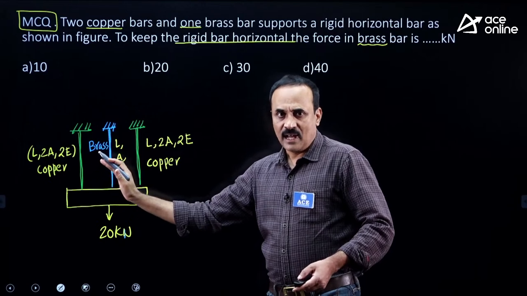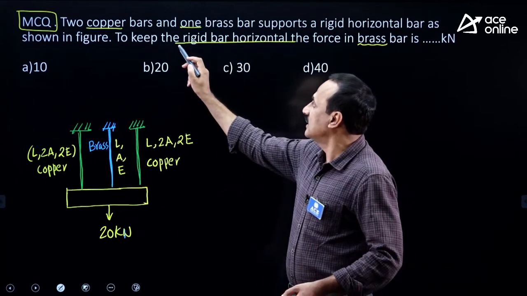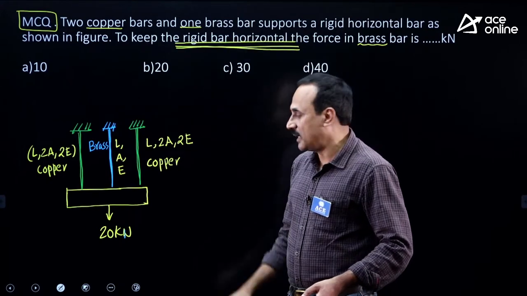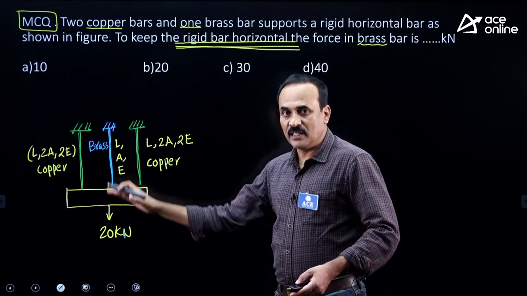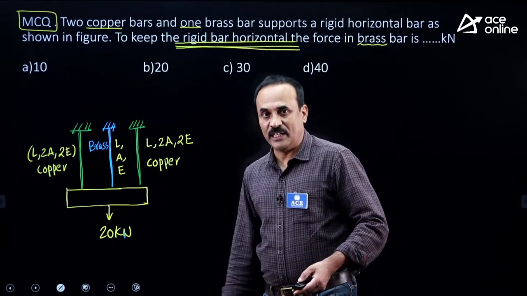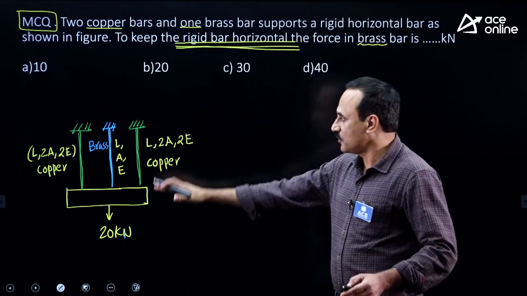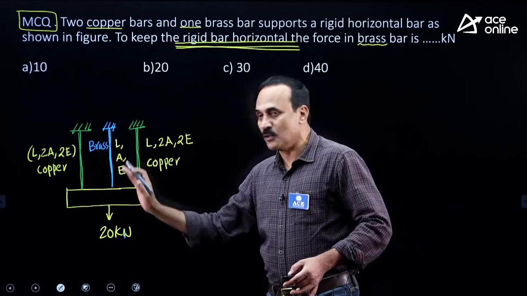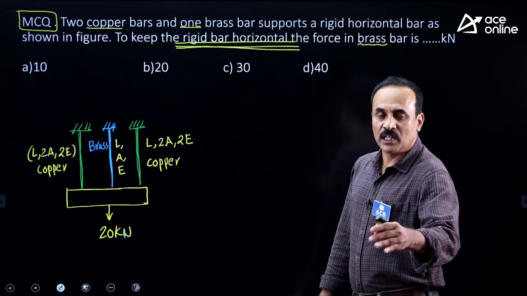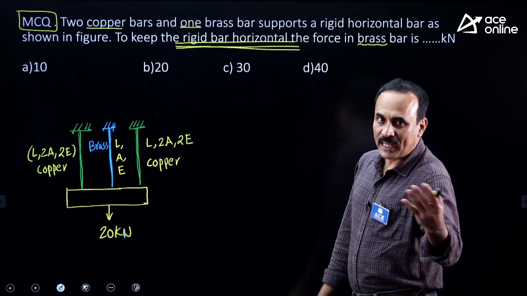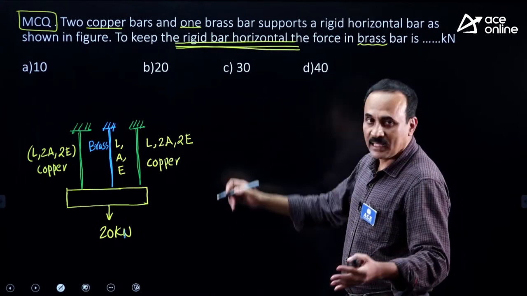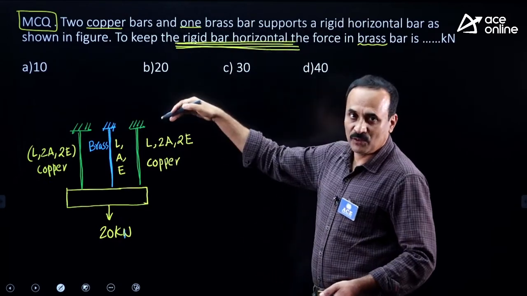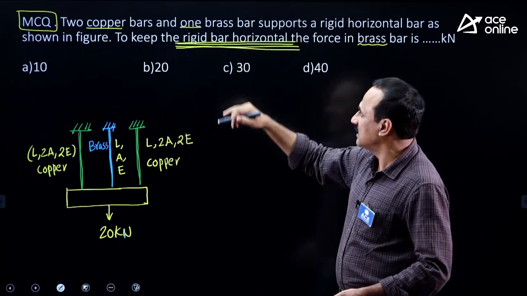It is symmetric. And they are saying that this is the compatibility condition. The rigid bar must be horizontal even after the application of load. So for that, what is the load coming on the brass? We need to find it. Actually speaking, to solve such questions, two unknowns are there. One is load acting on the copper and the other is load acting on the brass. Two unknowns to solve, we require two equations. One I can take as equilibrium equation and the other is compatibility condition. Compatibility or adjustment between the bars is this condition.